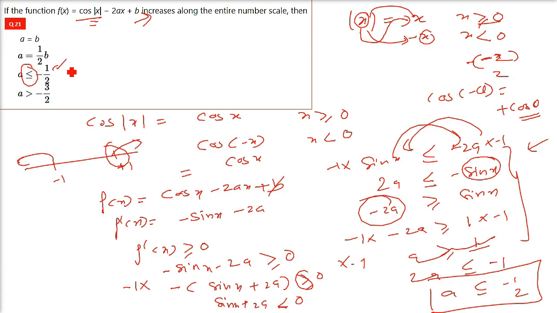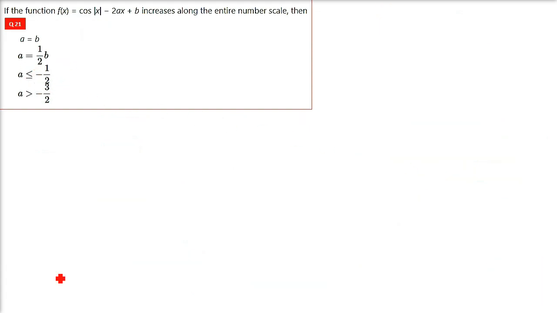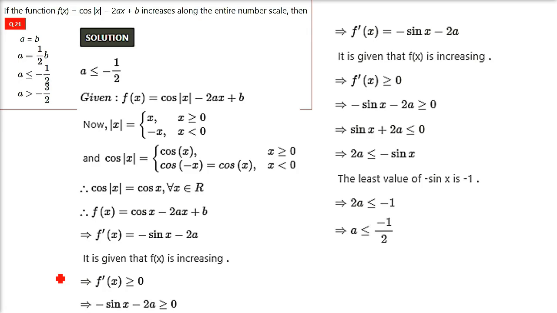So this is going to be your answer. The third option is the correct answer. This is the solution reference for you. And all these things you know already, if you go along with the concepts, and if you are following me, you know all these concepts now. So this is how we need to follow. Greater than or equal to 0, a less than or equal to minus half.